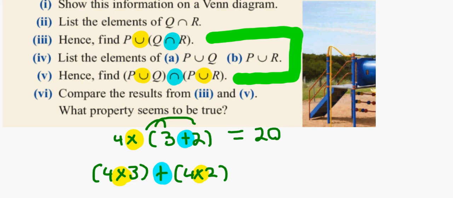Now, because you get the same answer, you could have added first, couldn't you? And you could have just done 4 multiplied by 5 to get 20. What we're saying here, Danny, is that you can multiply before you add. And that means that multiplication is distributive over addition. Correct? If we do this question, and if part 3 happens to be the same answer as part 5, what does that mean? Union is distributive over intersection. Exactly. That's what we're looking to do here, people.